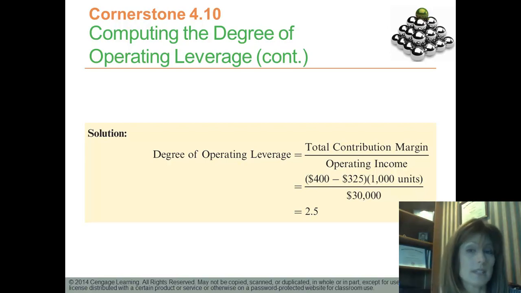Okay, so I hope you understand the basics of cost volume profit analysis. Really encourage you to spend some time with the homework on this chapter. I think it was very important. You definitely will see some of these on your first quiz.